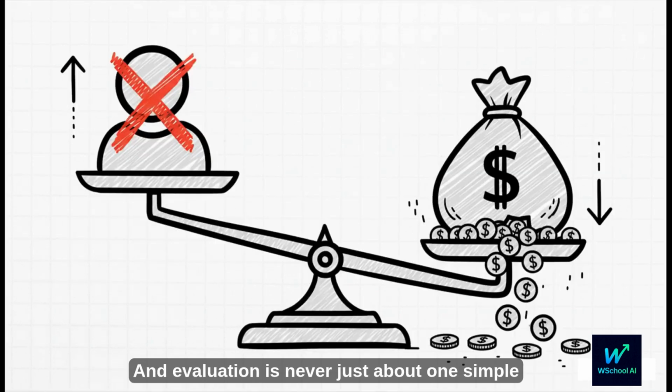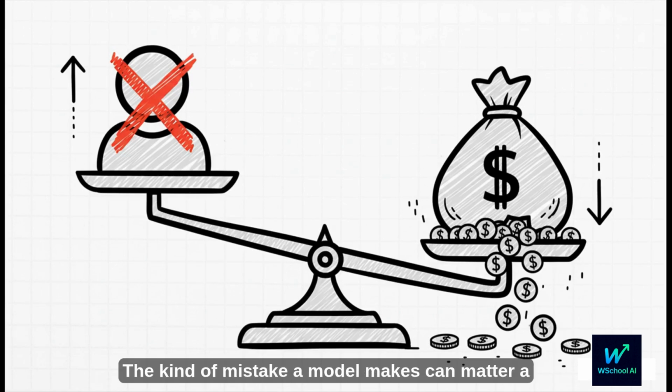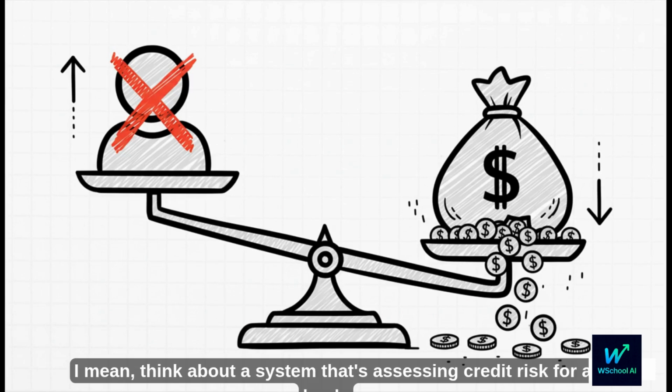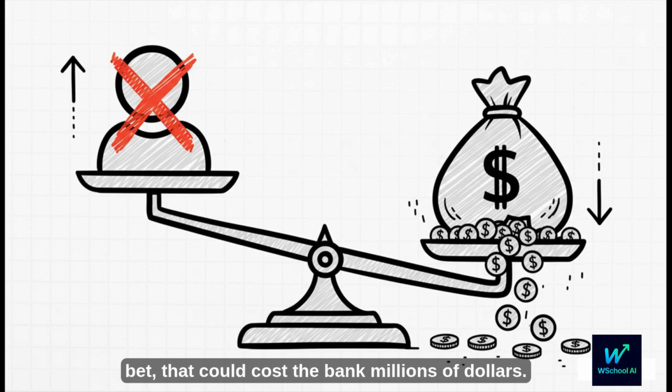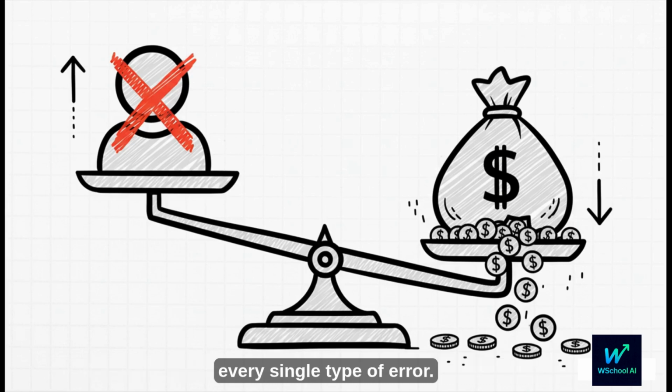And evaluation is never just about one simple number. The kind of mistake a model makes can matter a lot. I mean, think about a system that's assessing credit risk for a bank. A false negative, where the model mistakenly says a high-risk borrower is a safe bet, that could cost the bank millions of dollars. That is so much worse than a false positive, where a perfectly safe borrower gets denied a loan. You absolutely have to understand the real-world cost of every single type of error.